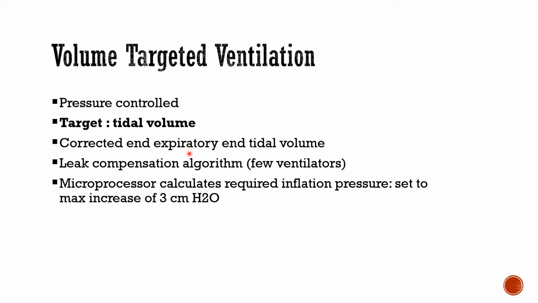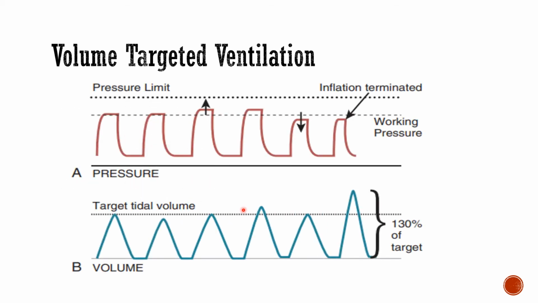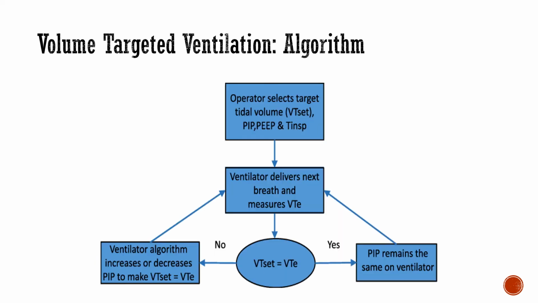Only a few ventilators, however, have this leak compensation algorithm, and hence if the leak exceeds 40%, then usually we switch off volume targeting. Now, there are safety mechanisms to limit the increments in pressure and volume between two breaths, that is, a maximum of 3 centimeters of water above the working pressure of the previous breath can be increased. And coming to volume, only up to 130% of target volume increments are allowed by the ventilator.